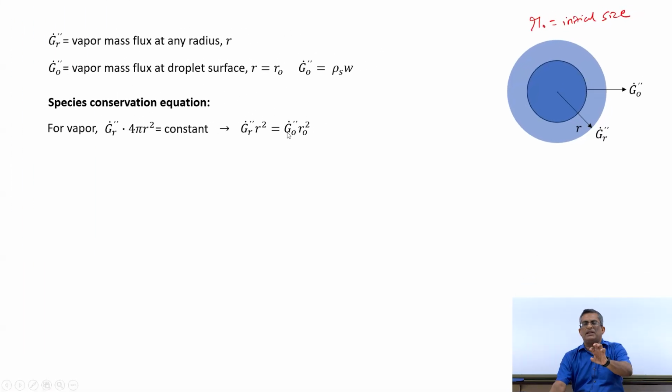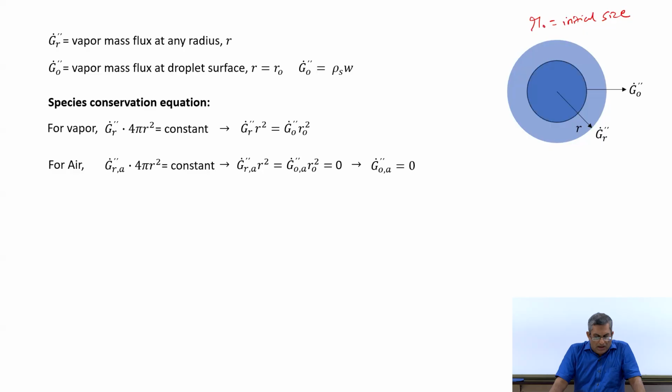Whatever vapor is leaving at the surface, that is what is going across any location defined by radius r, that is all. Now, for air, so this is for vapor, but for air also we can write a similar equation. Now, what is meant by this for air? What happens to the air?